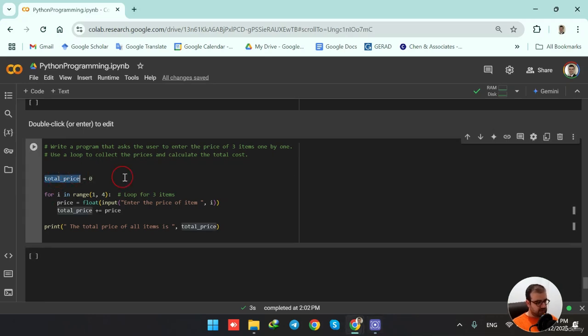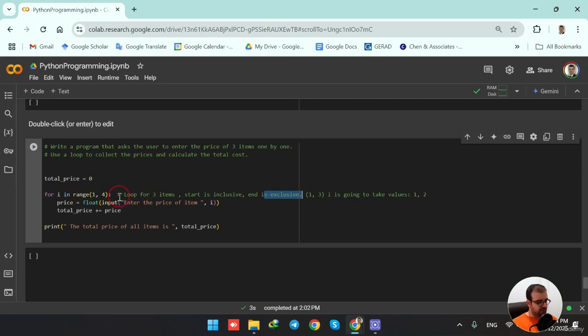To do that, we are initializing a variable called total cost to be 0. Then I'm using a for loop starting from I. The I variable is initialized starting from 1 and ends at 3, because the start is inclusive and the end is exclusive. So if I type down the range between 1 and 3, I is going to take values 1 and 2, because the end, that 3, is exclusive.